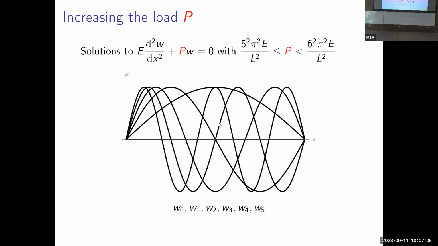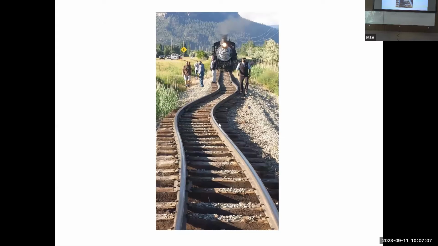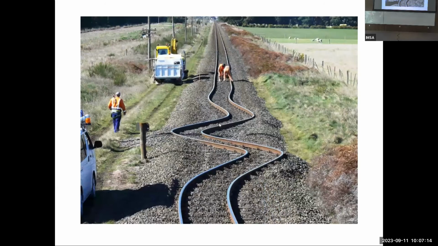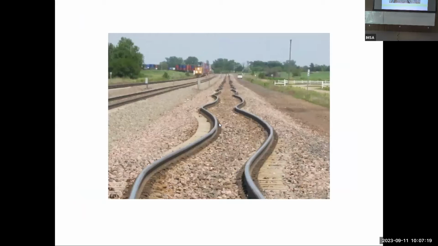Do these solutions exist in reality? Yeah, they do. There's one like that, right? Do other solutions exist? Look at this. Or look at this. They really all appear in nature.